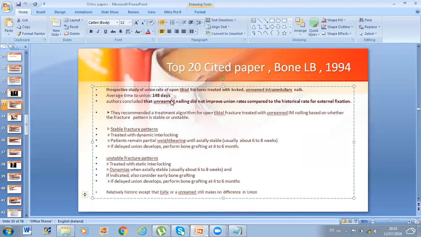So probably 5 months. The author concluded that unreamed nailing did not improve union rates compared to the historical rate of external fixation. Actually, this article is discussing open fractures of the tibia, comparing the unreamed nail with the external fixator at that time, 1994. And he quoted that external fixator or unreamed nail does not improve the union rates. So if we put it into an external fixator, it does not matter. It has the same results.